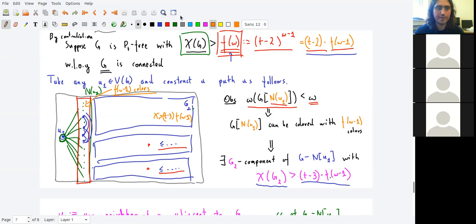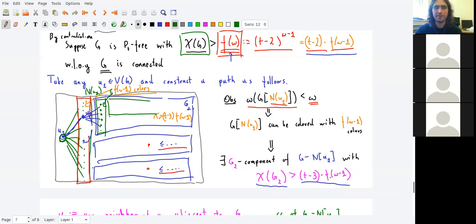Okay, so because the graph is connected, I can find here a vertex U2 that is simultaneously in the neighborhood of U1 and has some neighbors in G2. And I can play this game further. I can look at the neighborhood of U2 inside G2, and again, this neighborhood can be colored using at most f of omega minus 1 colors.